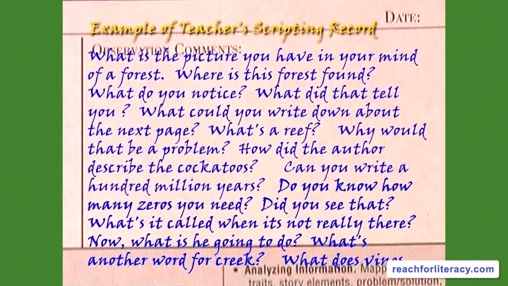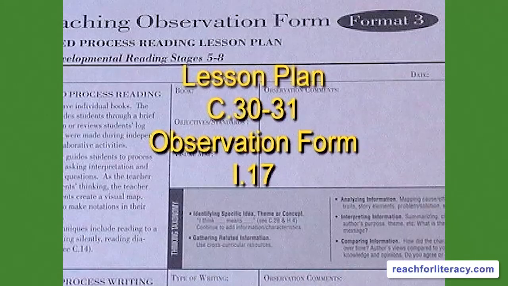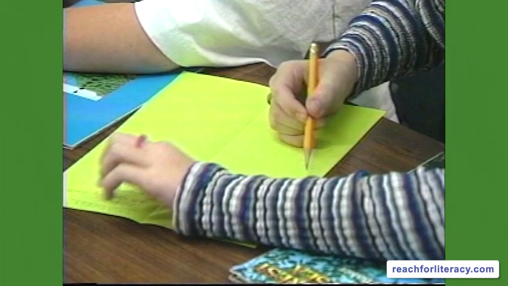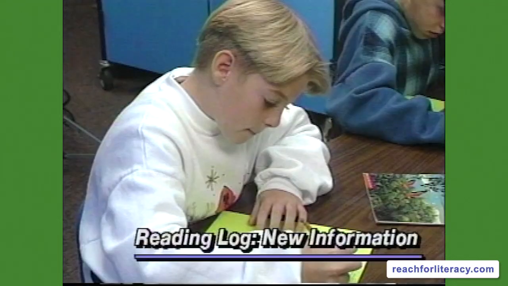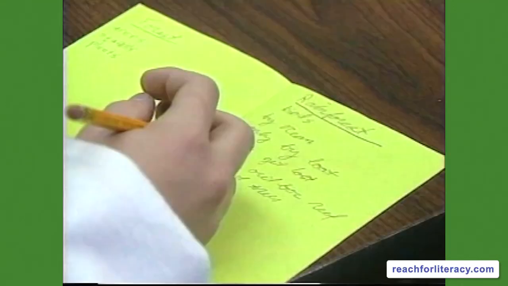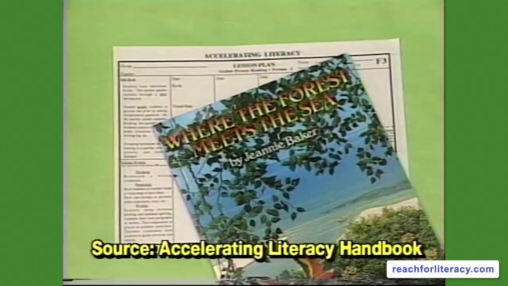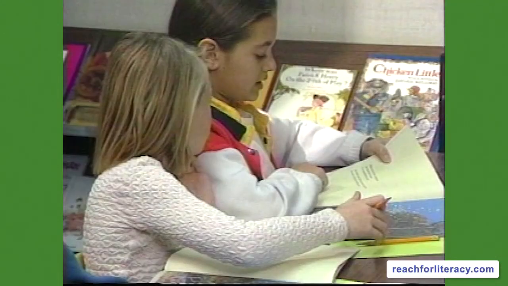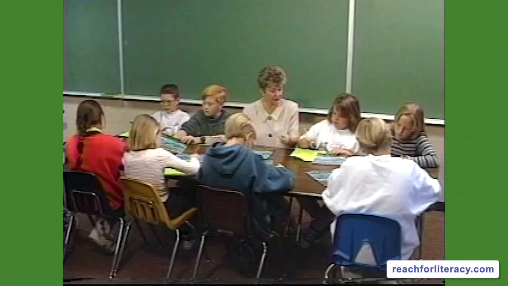Teachers observed the following guided process reading procedure. A brief introduction. Students were asked to log prior knowledge about forest on the left side of a single sheet of paper. Students logged new information about the rainforest on the right side. Students were shown the book Where the Forest Meets the Sea. They determined that the forest was found in Australia. Using different reading techniques of choral variation, silent, and partner reading, the trainer coach guided students to process the print.